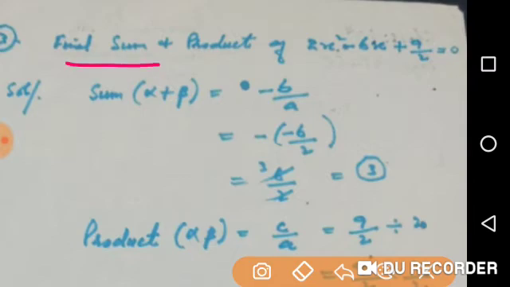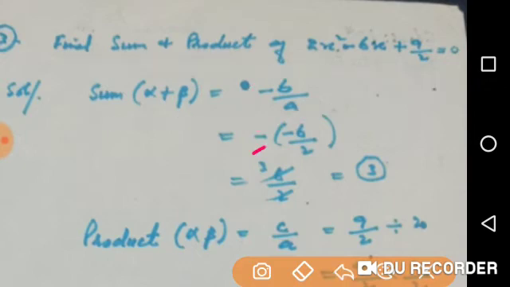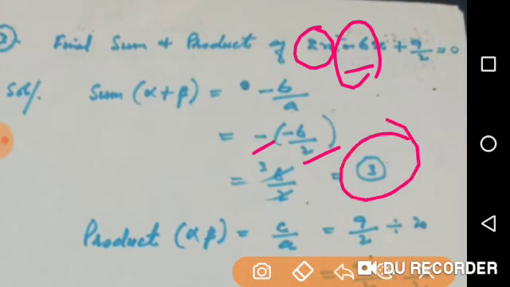Question is, find the sum and product of the zeros of the quadratic equation 2x square minus 6x plus 9 by 2. So sum of zeros will be minus b by a. Keep minus as it is. Here b is minus 6, the coefficient of x, so write minus 6, and a is 2, so write 2 in the denominator. Minus into minus is plus, 6 by 2. 2 ones are 2, 2 threes are 6. So you get 3 as the sum.